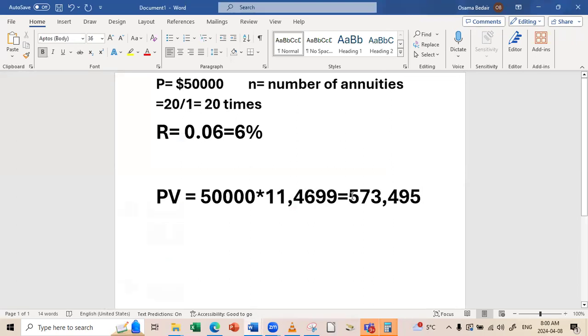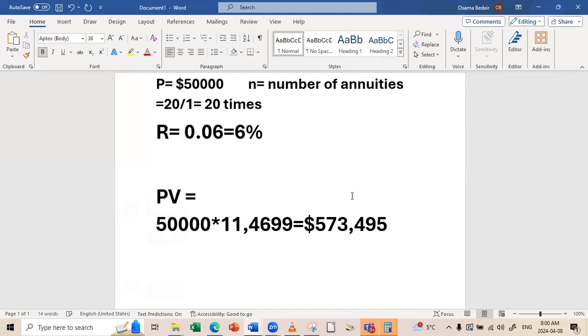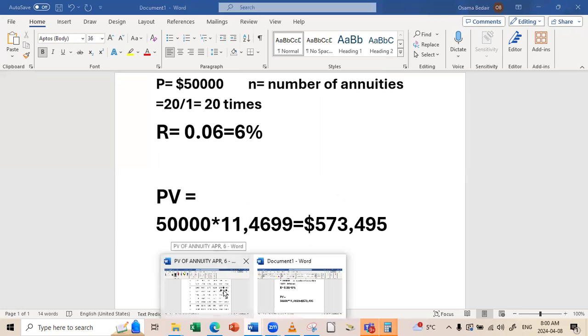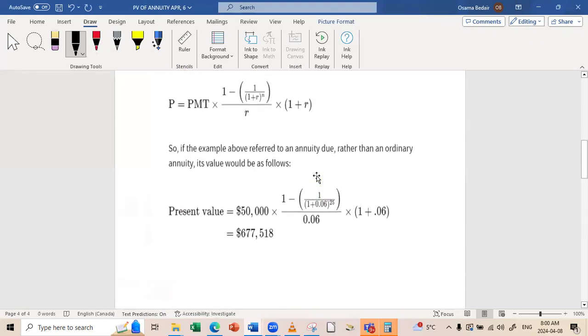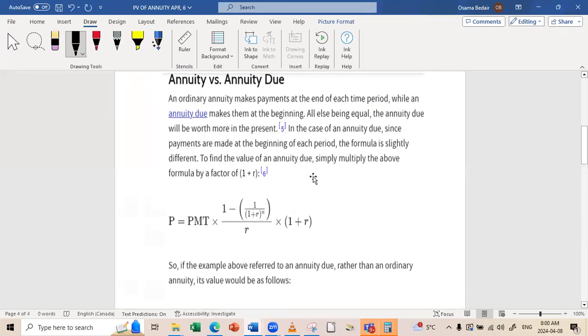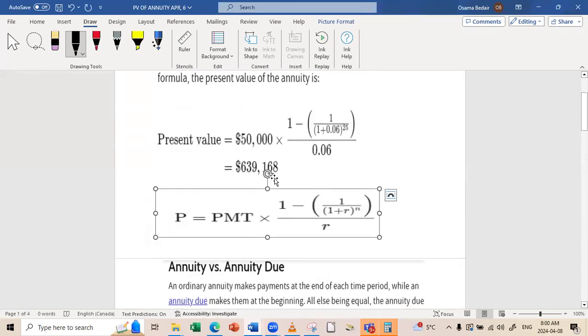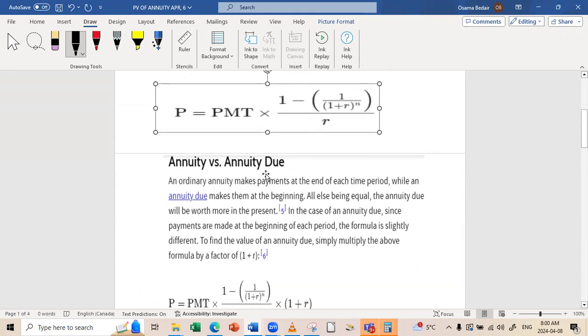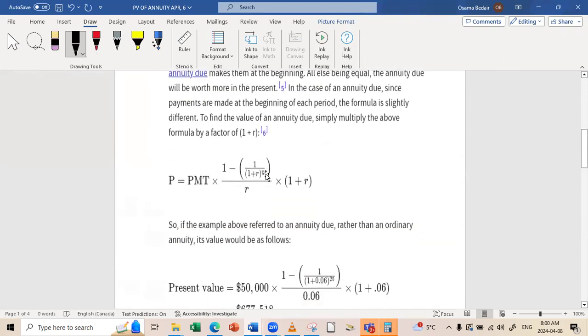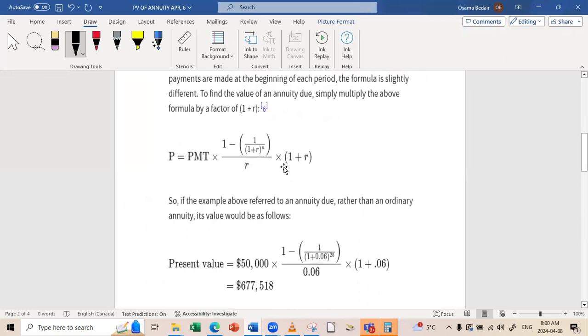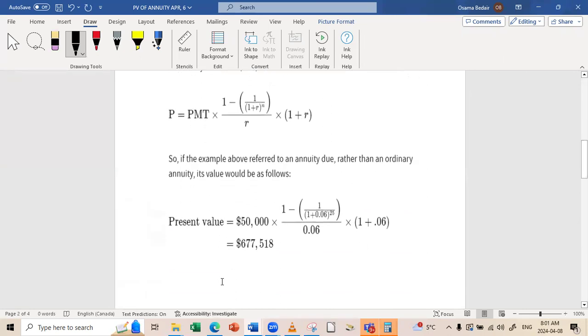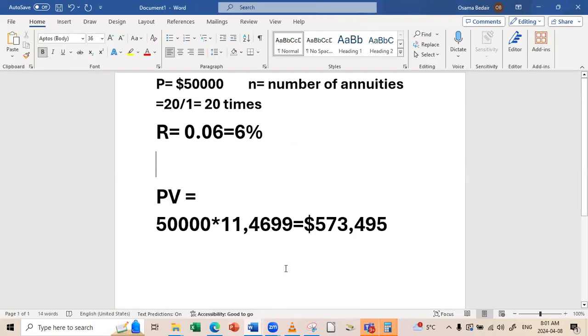This, of course, in dollars. So this was the first thing. If we had an ordinary amount, that's what we will do right now. Then, if it was not ordinary, as an example, if it was due, then we'll multiply by 1 plus R. R is 6%. So this amount again, if it is due, I will do simply the same abstract which I got, but I will multiply by 1 plus R.